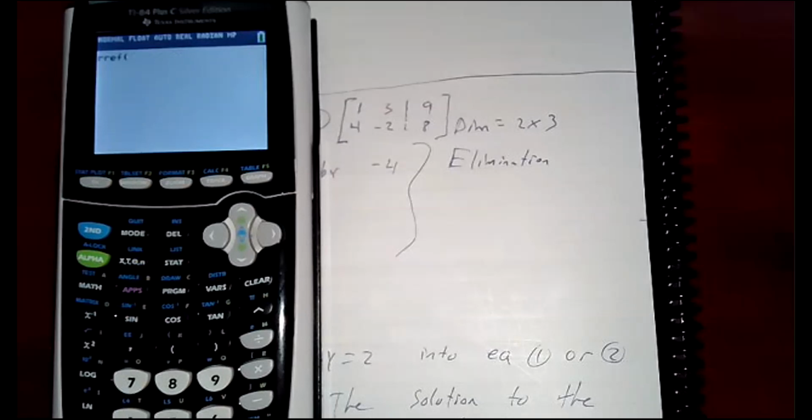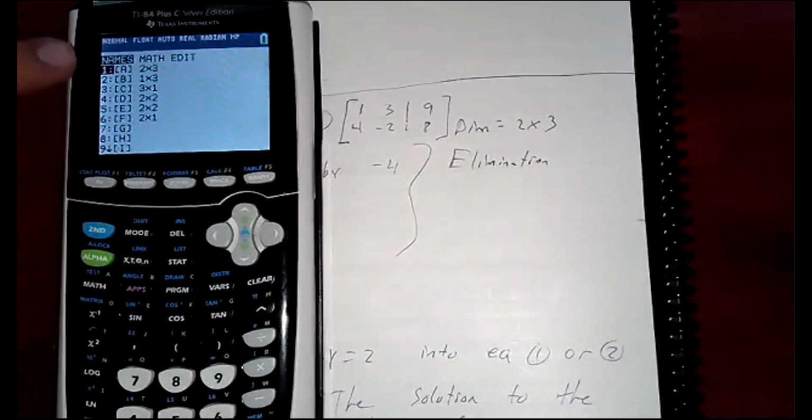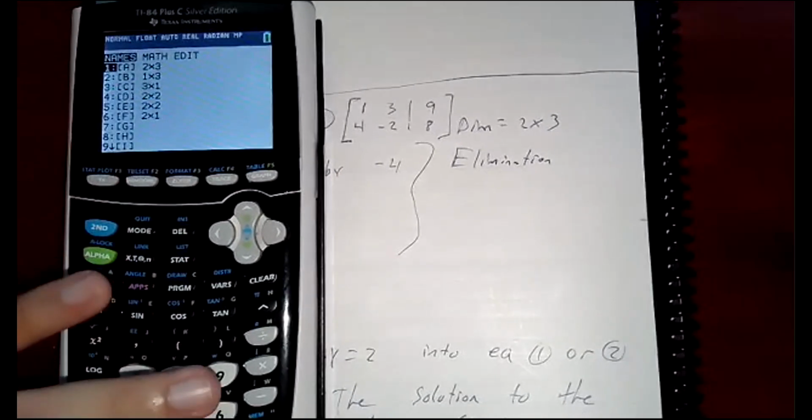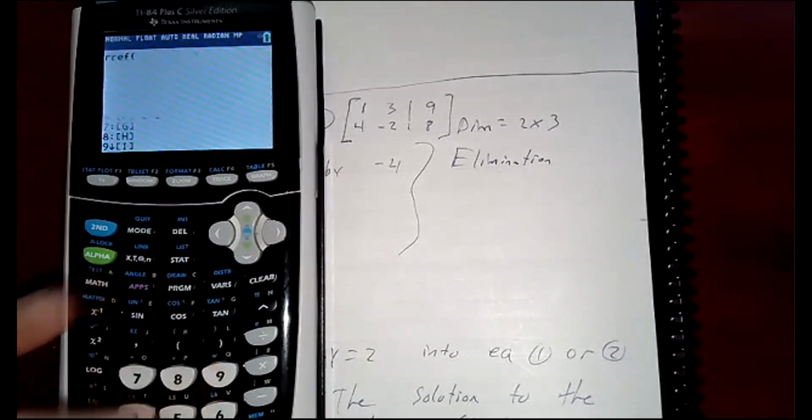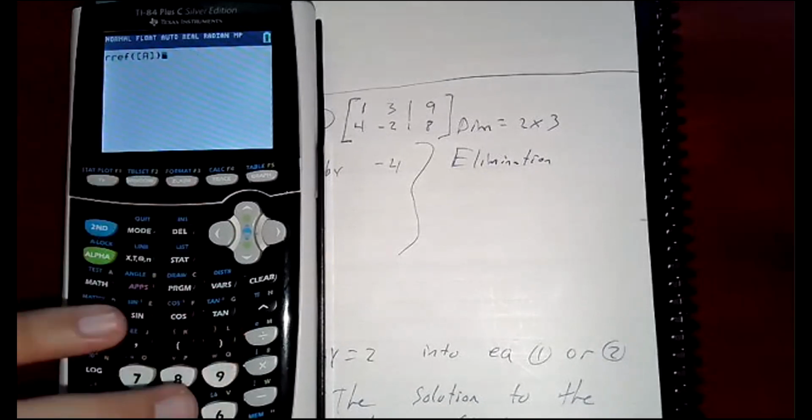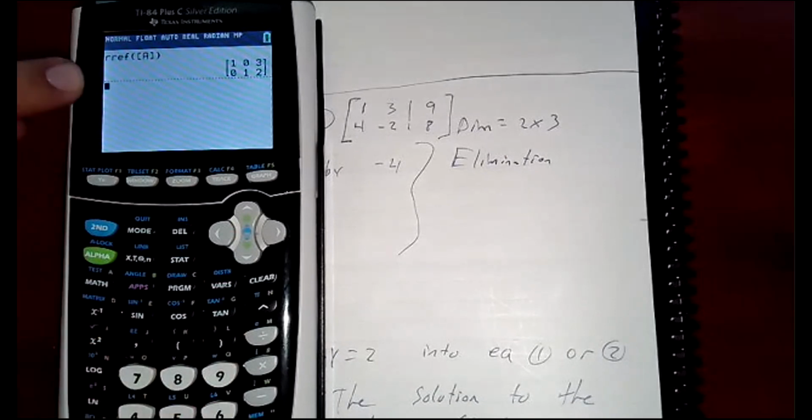You press enter, then it's waiting for you to go get a matrix. So I go back in there and then choose the one you made. I'm going to choose the first one. That's the one I edited. Then just press enter and that'll solve it.